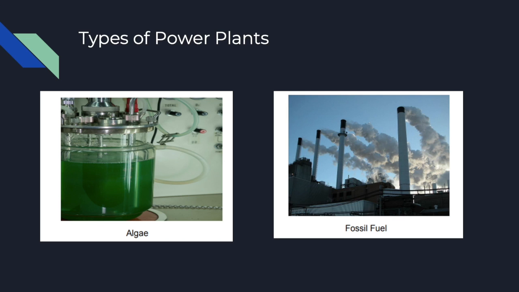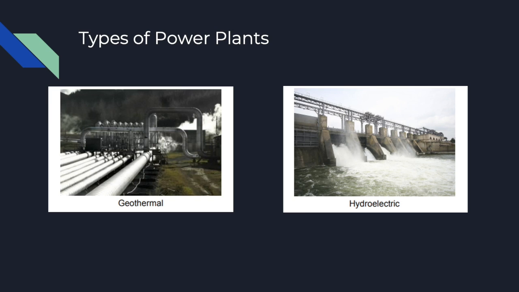So here are some different types of power plants. First off is algae. This one is very current, very new, that scientists are looking into, and how algae can generate energy. We also have the burning of fossil fuels. We have geothermal. So geo means earth and thermal means heat. So gathering heat from our earth.